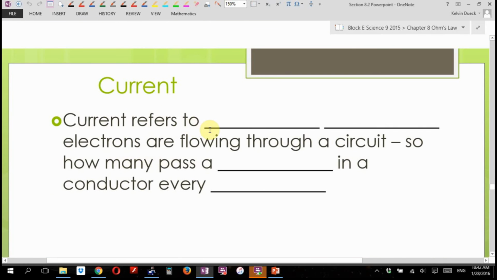So current refers to how many electrons are flowing through a circuit. In my ski hill analogy, Trevor, current refers to how many skiers you got on the hill. And this is why I've said to you, it's not the voltage that does the damage, it's the current.